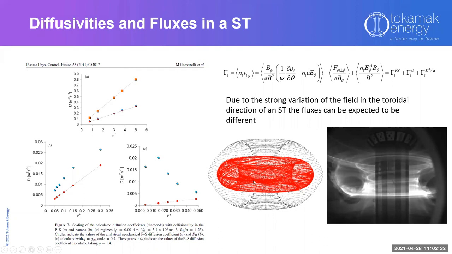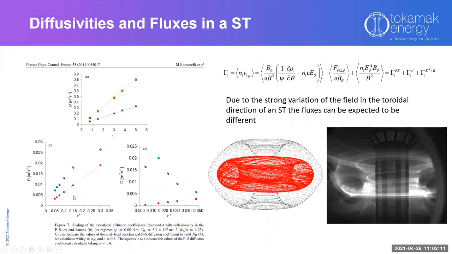We put them on a magnetic surface, starting from a magnetic surface, and we let them collide. In this case, they were carbon particles, so impurities, and we let them collide with the background plasma, and we watched how the particles diffused from their initial radial position, from their initial psi, in time. So we were looking at the collisional transport, and we were actually calculating the full orbit of these particles. So we also included finite orbit effects.